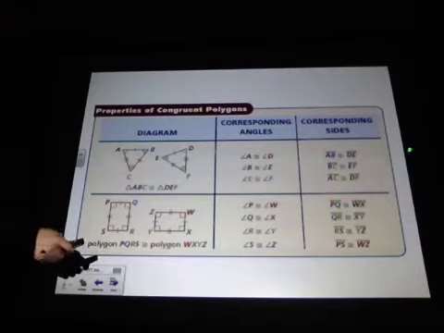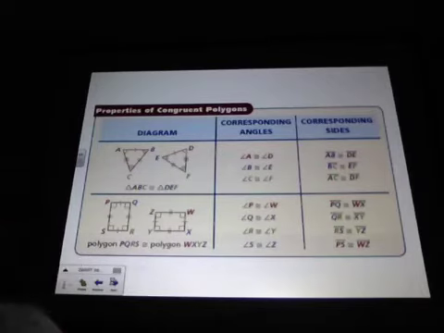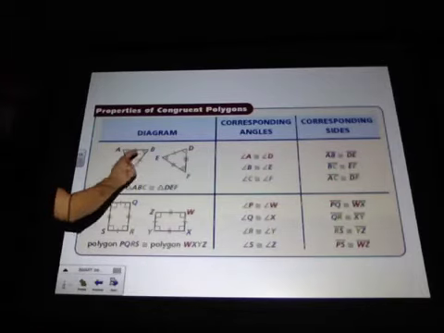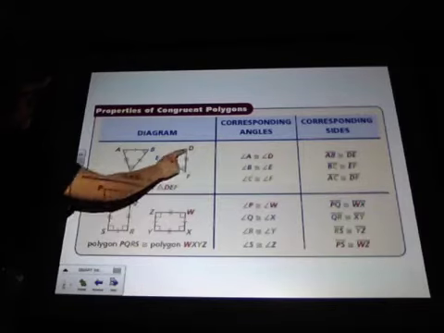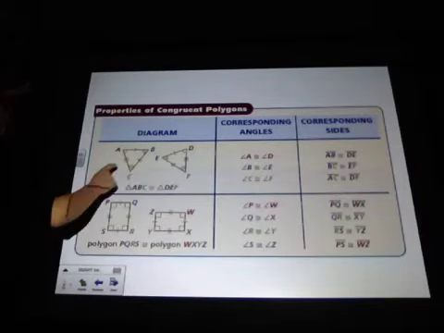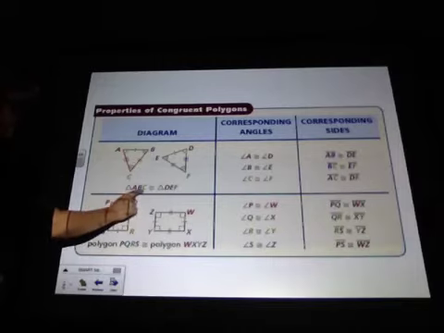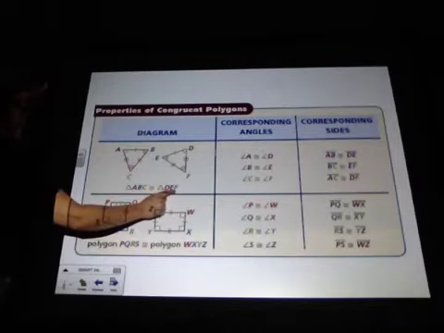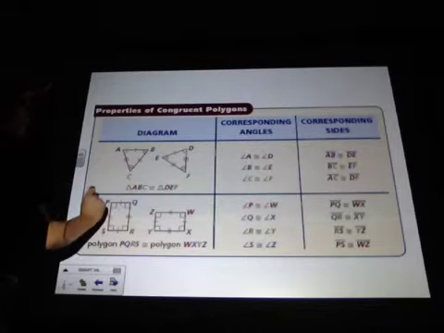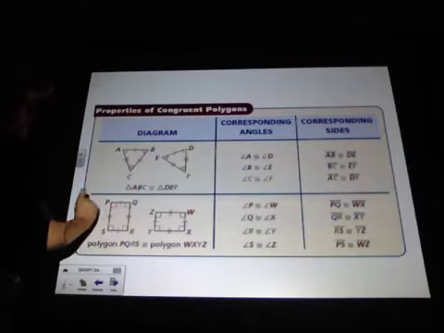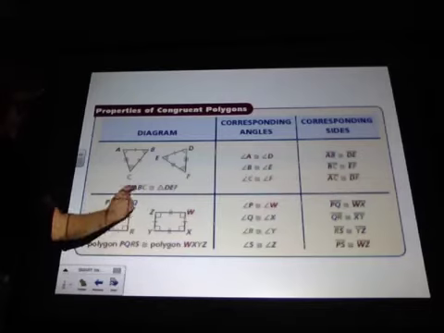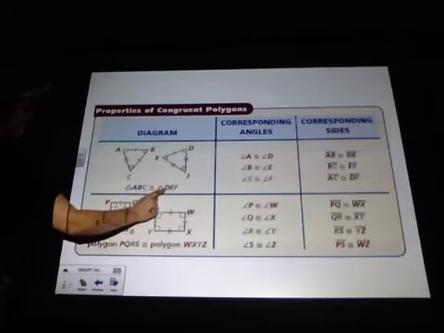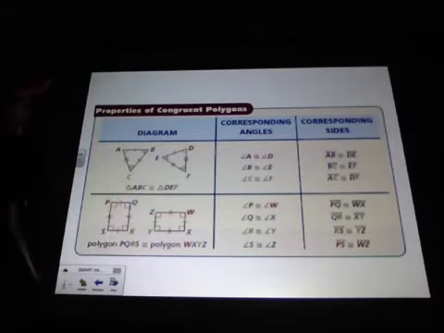Then if you go over here and look at the corresponding sides, we have AB congruent to DE. We have BC congruent to EF. Must list them in that order. Then we have AC congruent to DF. So let's work with this.